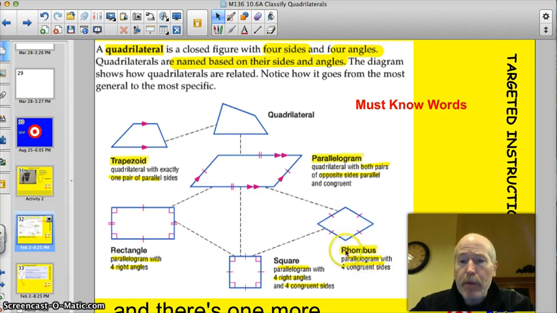All right, and then finally we have a rhombus, and that is simply a parallelogram with congruent sides. So no right angles, but still congruent.